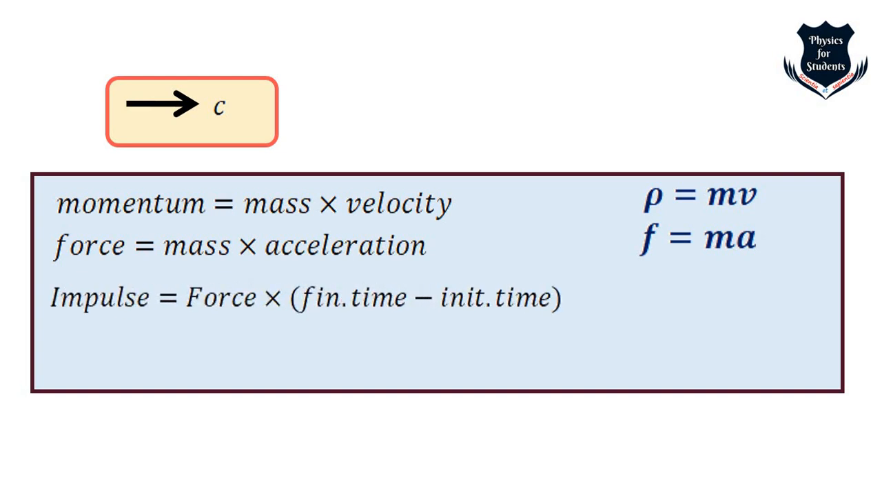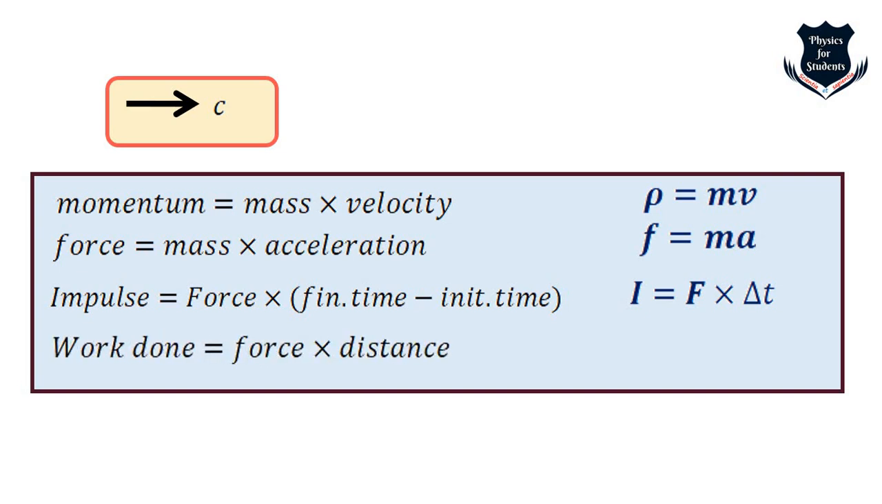We also know what an impulse is. Impulse applied to an object produces a change in momentum. So impulse equals force multiplied by the final time minus the initial time, which can be written as I equals F multiplied by delta t, where delta t denotes the change in time. And we also know that work done equals force multiplied by distance. So what will happen if a constant force acts on a body that travels close to the speed of light?